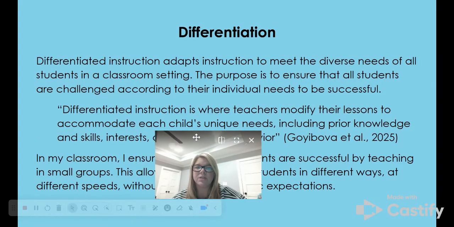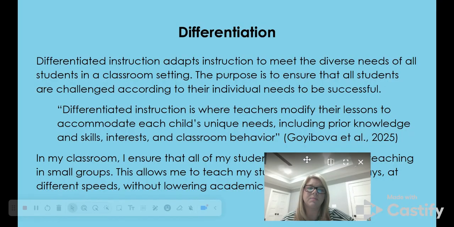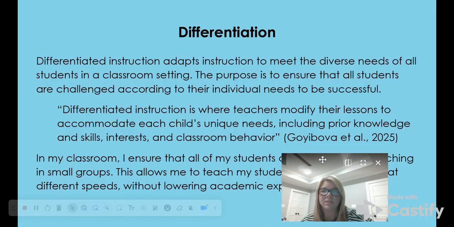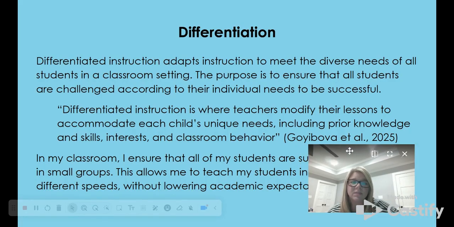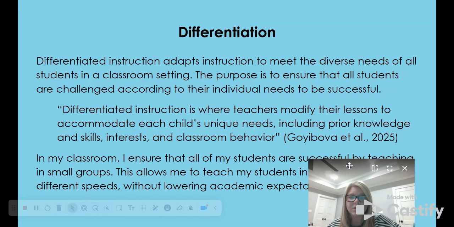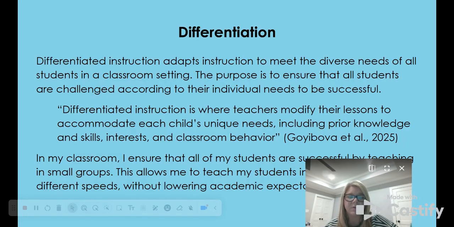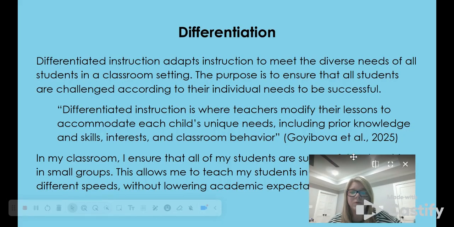Differentiation. Differentiated instruction adapts instruction to meet the diverse needs of all students in a classroom setting. The purpose is to ensure that all students are challenged according to their individual needs to be successful. Differentiated instruction is where teachers modify their lessons to accommodate each child's unique needs, including prior knowledge and skills, interest, and classroom behavior. Cited by Goyoba in 2025.